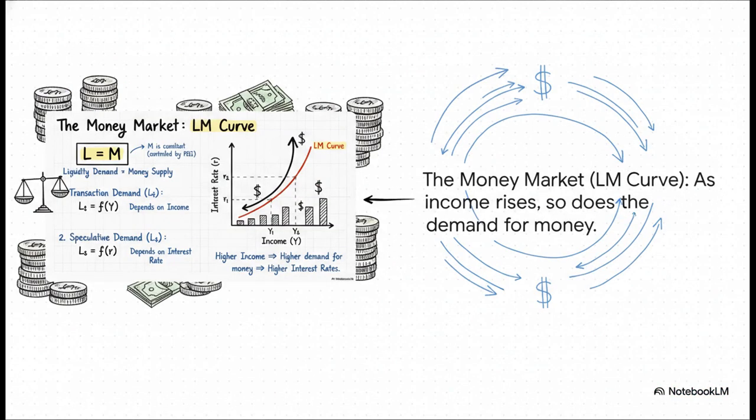Now for the other half of the engine, the LM curve. This one's about the money market. So as the economy starts humming and everybody's income is going up, what happens? Well, we all need more cash for groceries, for rent, for everything. That higher demand for money pushes up the price of money. And what's the price of money? It's just the interest rate. So more income leads to higher interest rates.